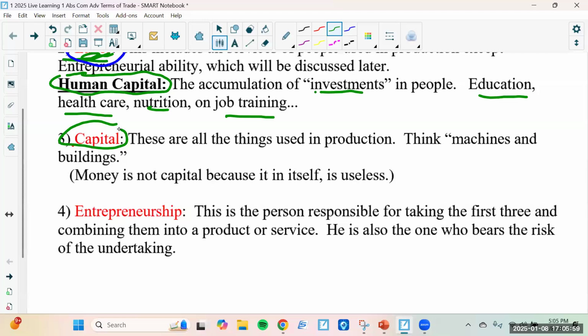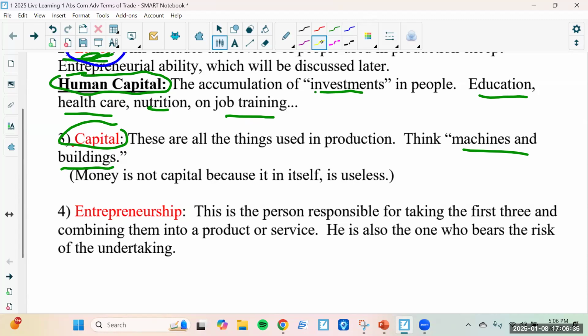Capital, think machines and buildings, as I put here. So, for example, if I start a company and I'm making pens, I need a factory. That's capital. I need the machines to produce the pens. That's capital. I need a truck to deliver my pens to whoever they're going to be. That's capital. So it's anything that's used in the production process that's not land or labor. It's the machinery and that sort of stuff. So computers would be capital. A smart board in a classroom would be capital. That sort of stuff. Okay.